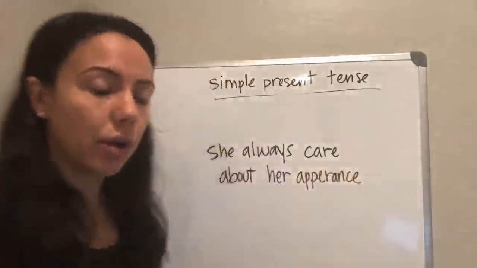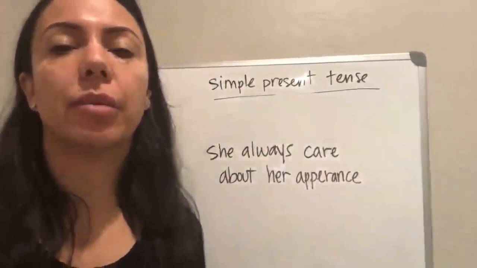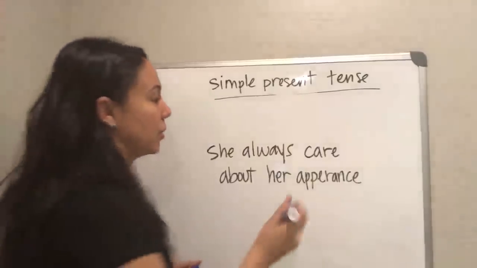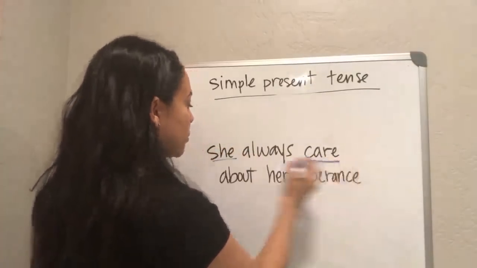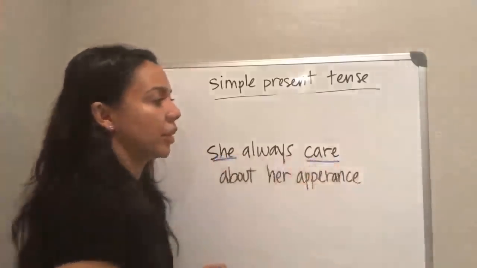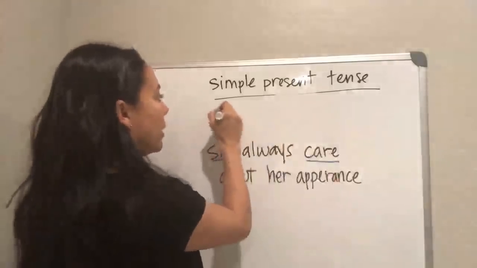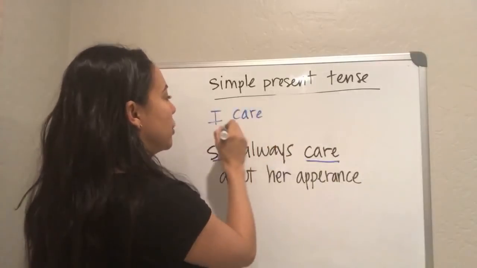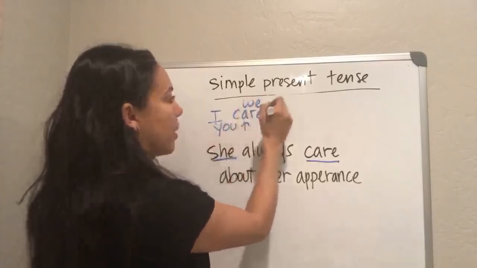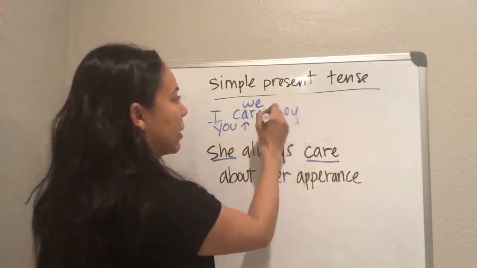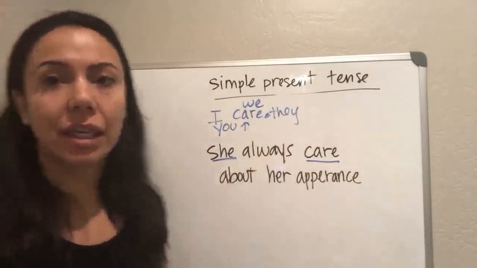Okay, good. So we want subject and verb agreement in this one, okay? So we want the verb to agree. So in this case, this would agree with I care, you care, we care, they care, okay? We want her, she, and he, and it, and they.